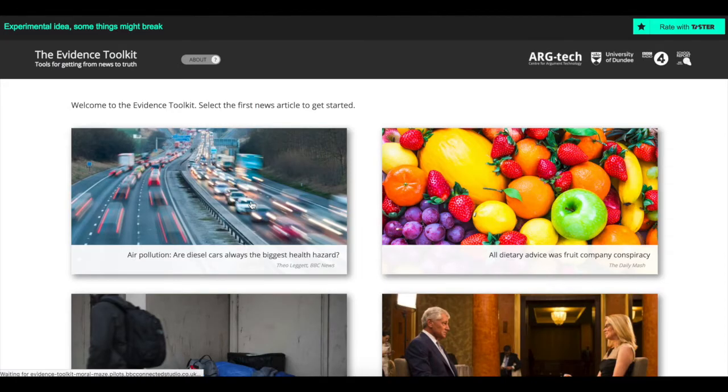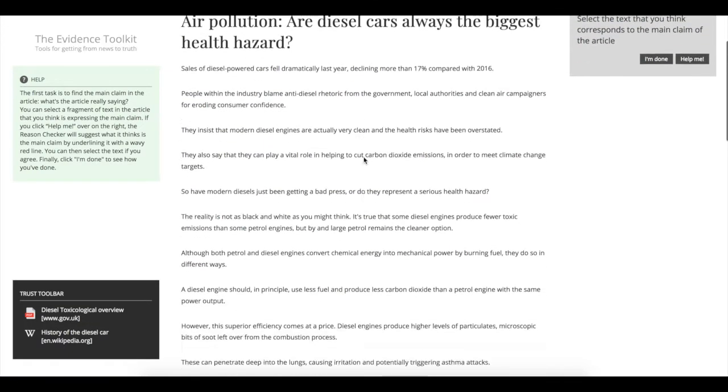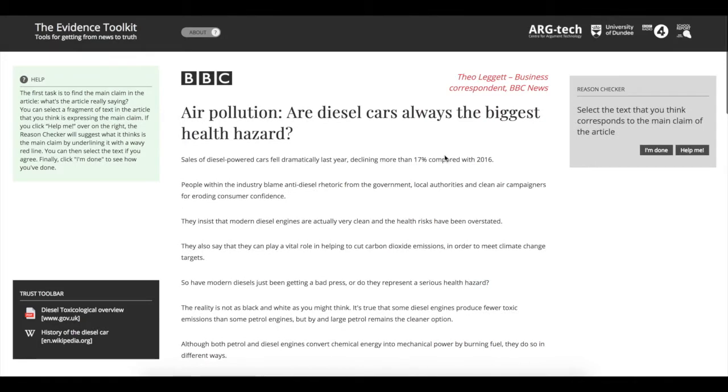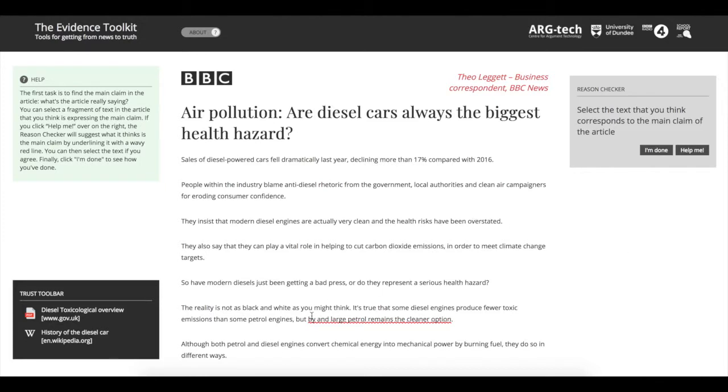So the Evidence Toolkit was a collaboration with the BBC, and it was deployed into secondary schools across the UK to help 16 to 18 year old pupils identify fake news. So this is to help with critical thinking in general.